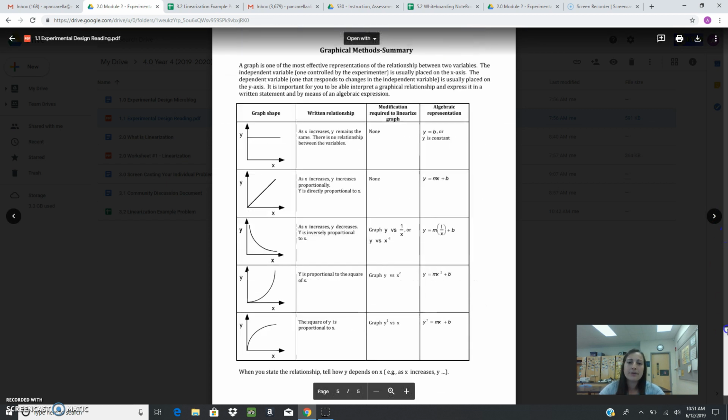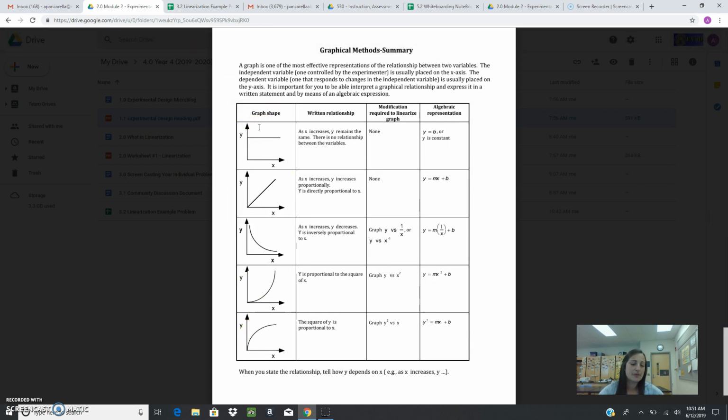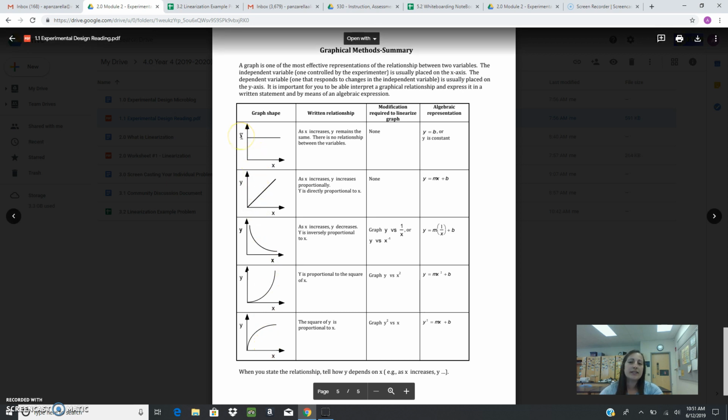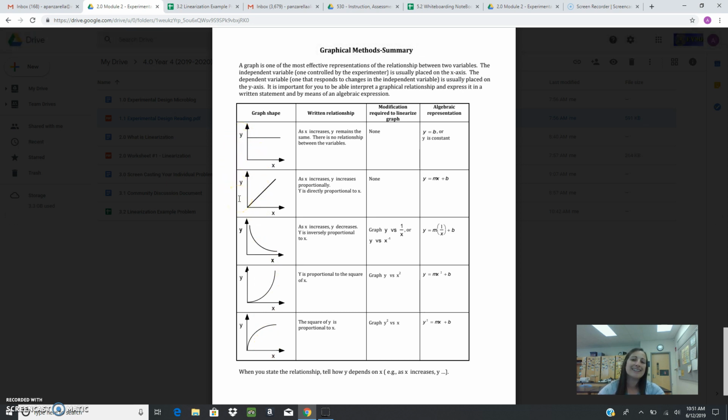So what happens is when we get these different relationships, we need to manipulate our data in order to make it linear, so that's linearization. So if we look at these five different types, the first one is a no effect. The second one is a linearized graph already. The third is an inverse. The fourth is a top opening parabolic relationship. And the fifth is a side opening parabolic relationship.